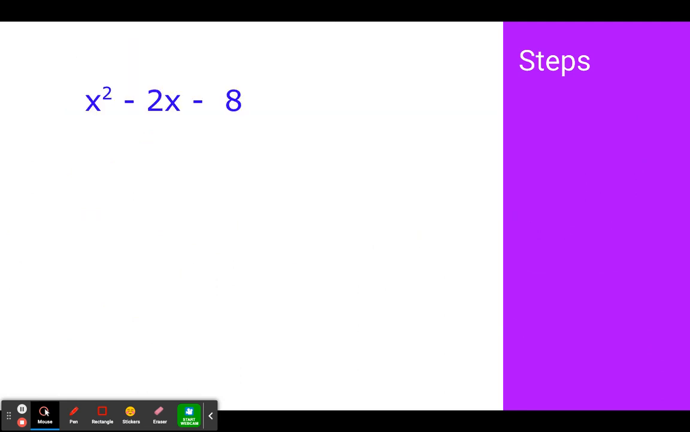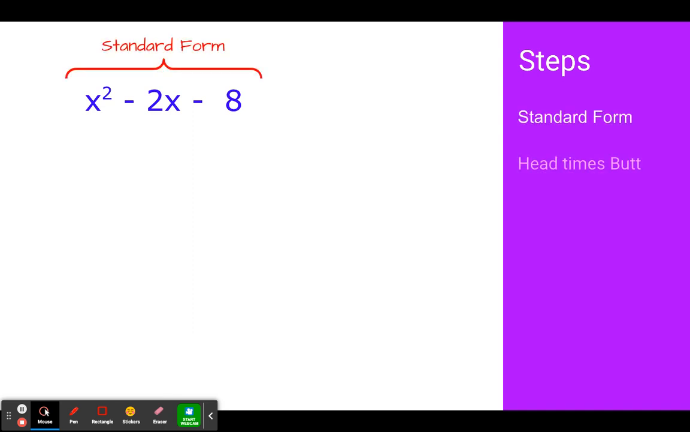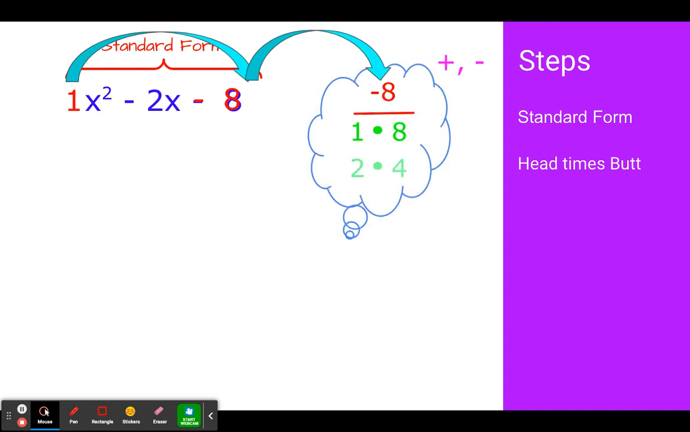Looking at another example, x squared minus 2x minus 8. It is in standard form. Head times butt, 1 times negative 8 is negative 8. In order to get a negative number when you multiply, I need a plus times a negative. I have 1 times 8 or 2 times 4. I need to add to get the gut, which is a negative 2. To get a negative 2, 1 and 8 won't get me there, but 2 and 4 will. One of them has to be negative because I have a plus times a minus to get a negative 8. If I make the 4 negative and the 2 positive, I will get negative 2x when you add them together.